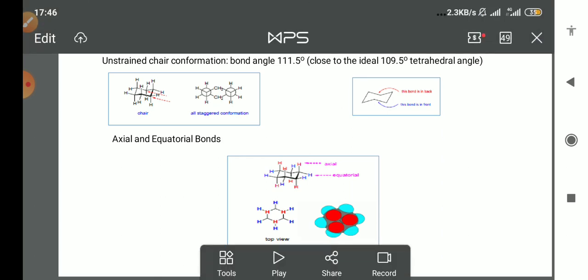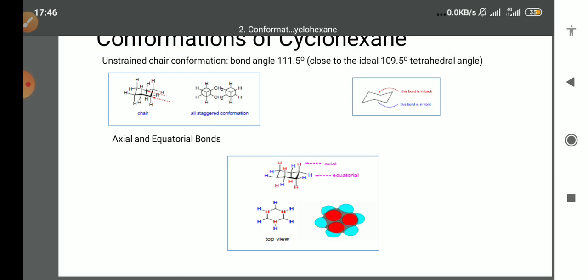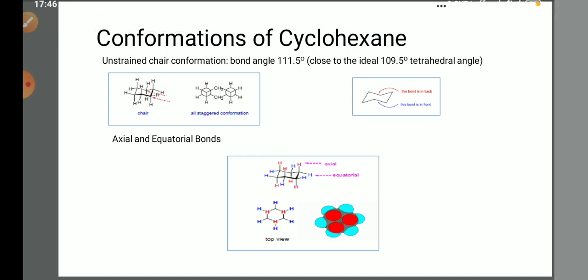Suppose 0 degree, 60 degree, 90, 120, 180, 360, and again 0. When the molecule exists at 0, it is called the fully eclipsed form.